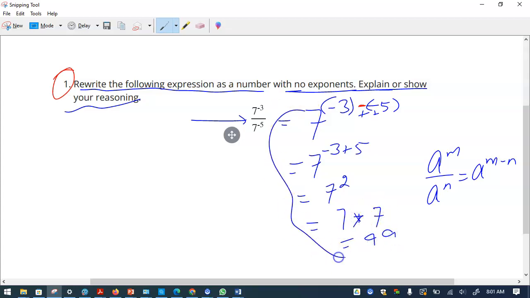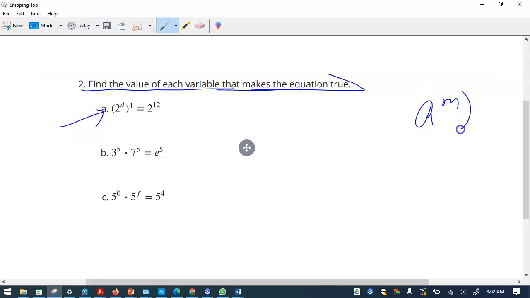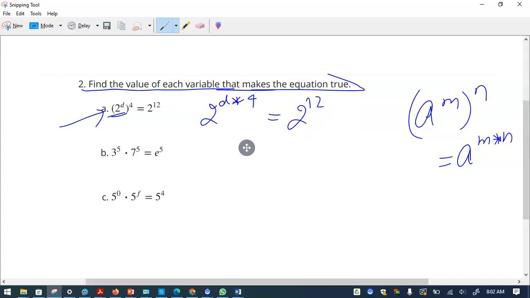So writing all the steps together. So there are no more exponents here. So question number 2 says find the value of each variable that makes the equation true. So the first one, you can use a raised to m raised to n is a raised to m times n. So this can be written as 2 raised to d multiplied by 4, that is equal to 2 raised to 12.